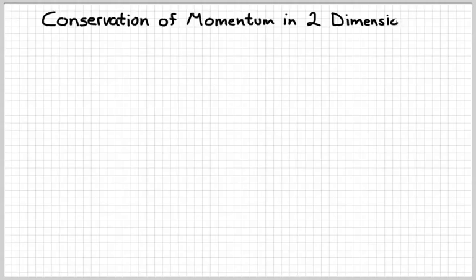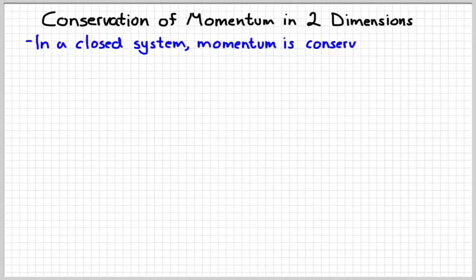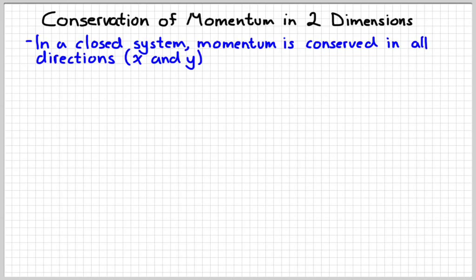Just like momentum in one direction, momentum is conserved in both directions if we have a closed system. So if we know that a system has no external forces, both of those momentums are going to be conserved for the system.